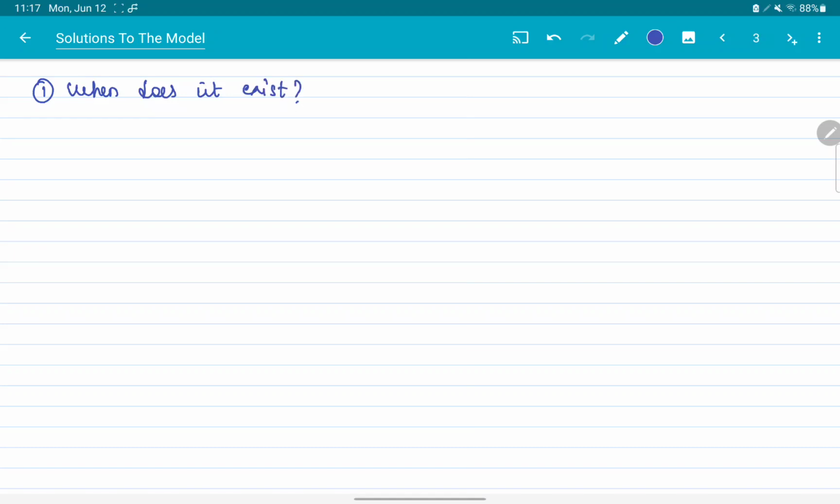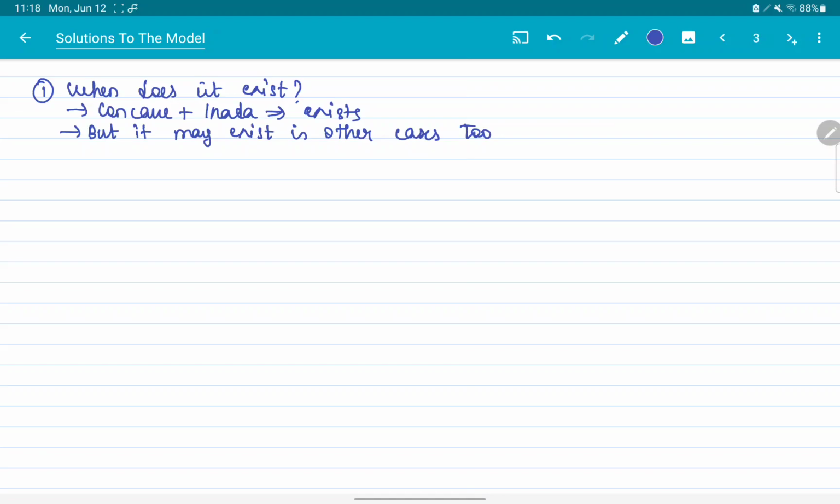The answer to that is concave production functions with Inada conditions imply it exists, but it may exist in other cases as well. Okay, let's first deal with the other cases and then we'll deal with the concave case. So when you have a convex production function, you may or may not have a steady state.